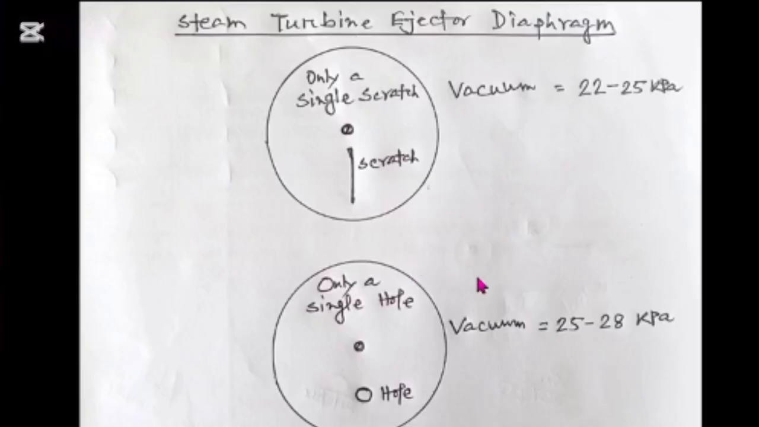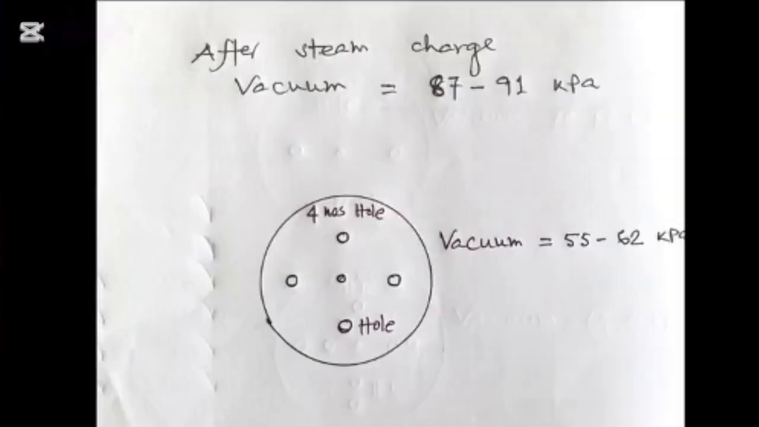After that, again we opened the ejector cover and then made a hole in the diaphragm. Here you can see, we made a hole in the diaphragm, and after that we tested and measured that the vacuum values were 25 to 28 kPa, and this is not our requirement. Our requirement is approximately 90 kPa.